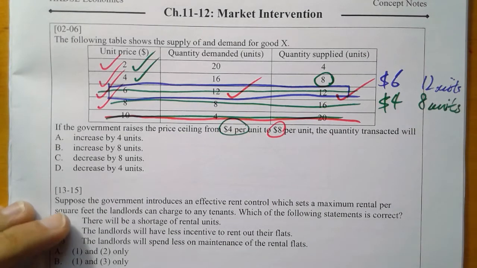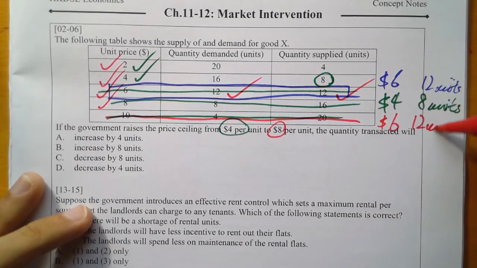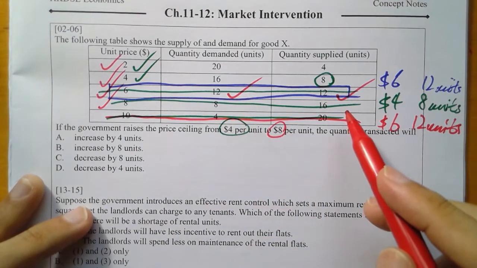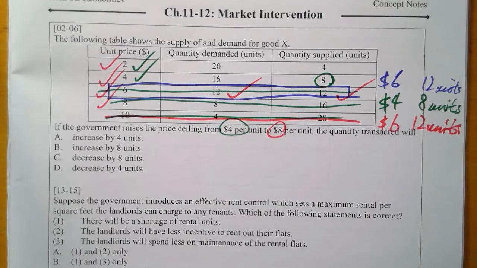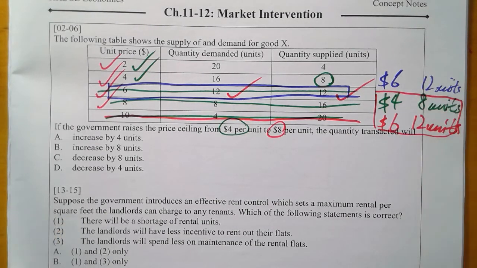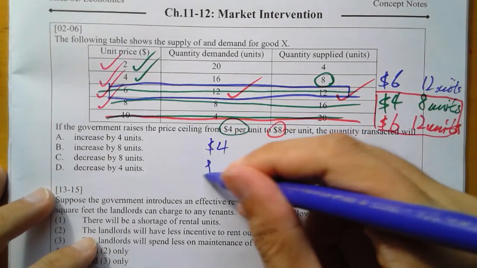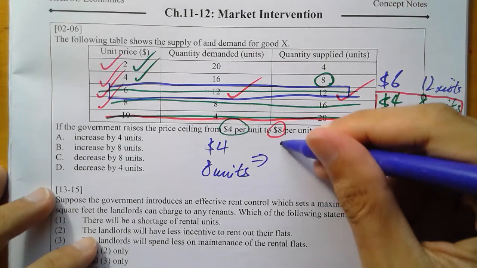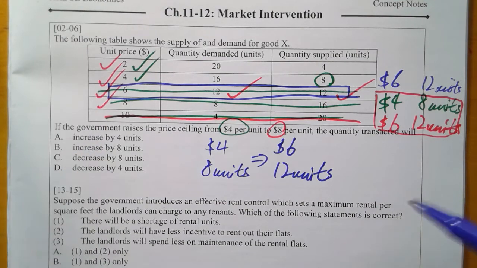Now under $8, actually, the price would be $6, 12 units. See? Because this works. The original situation works at the $8 price ceiling. Okay, so now we know the situation from 4 to 8 would actually be like this. In summary, $4 to $8 would be $4, 8 units become $6, 12 units. Quantity transacted increases by 4 units. Okay, not too difficult, right?